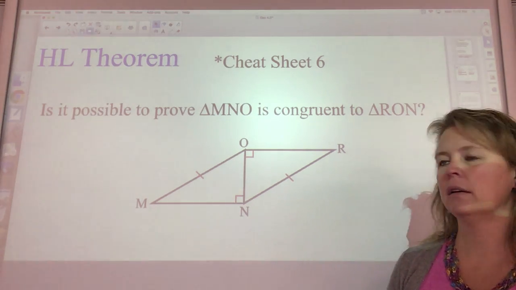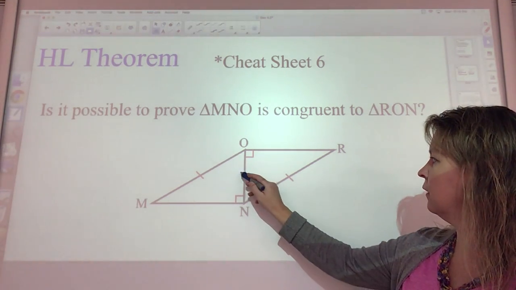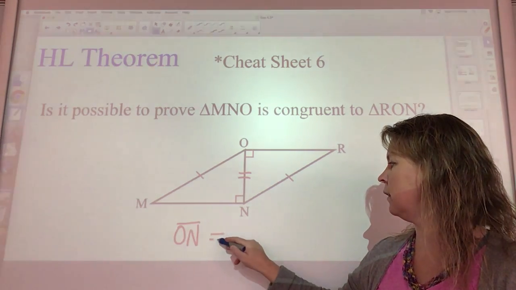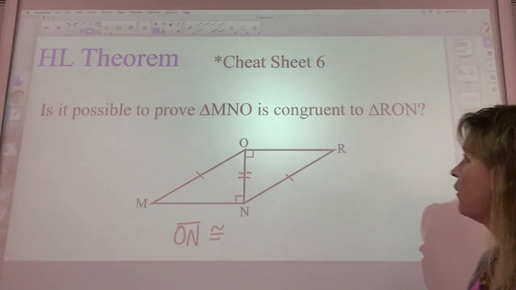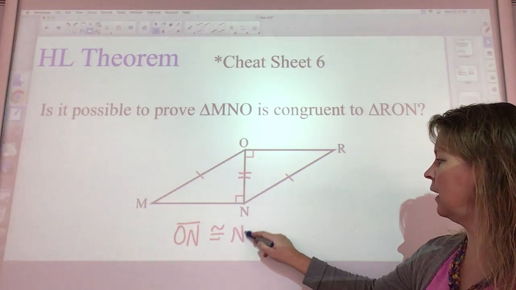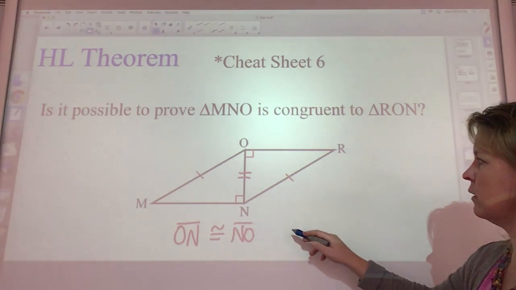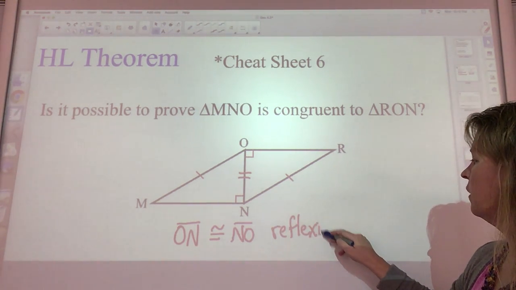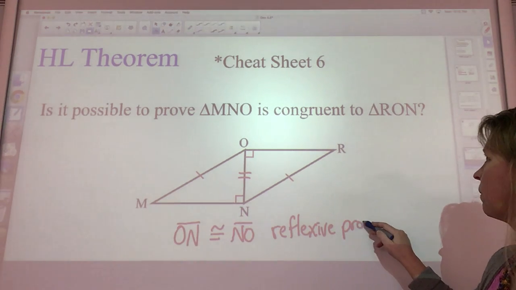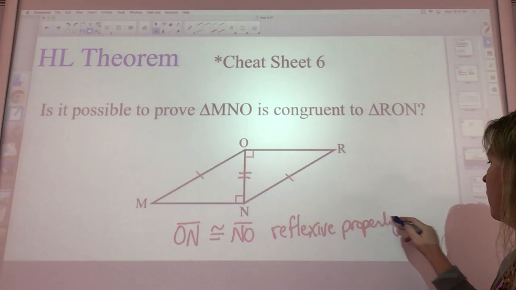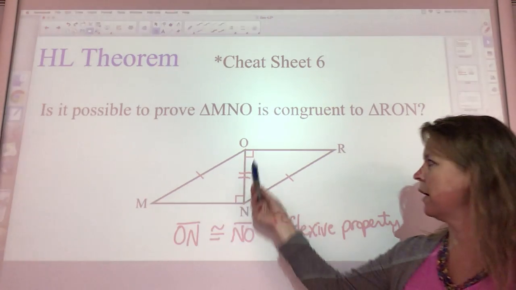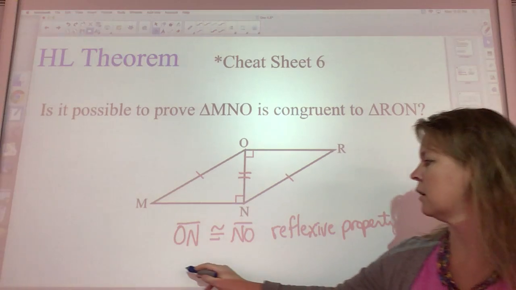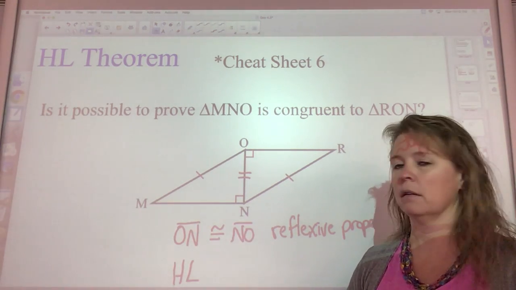We need a leg of each triangle, and once again, believe it or not, segment ON is congruent, however you want to put it. If you want to put segment ON again, it's okay, but segment NO is acceptable also, by the reflexive property. Because we now have a right triangle with a hypotenuse and a leg, then yes, they are congruent by HL.